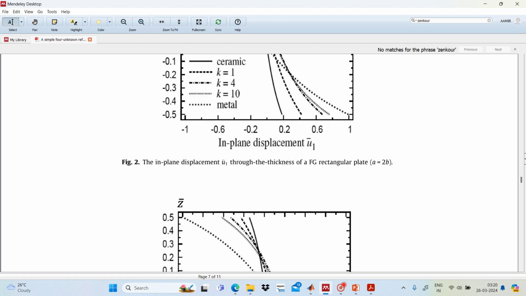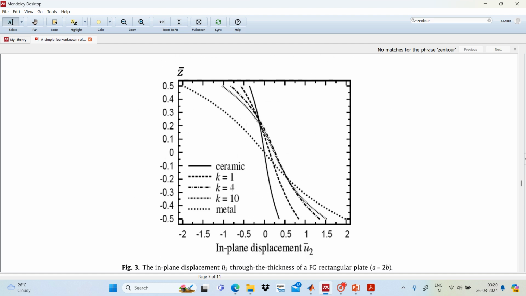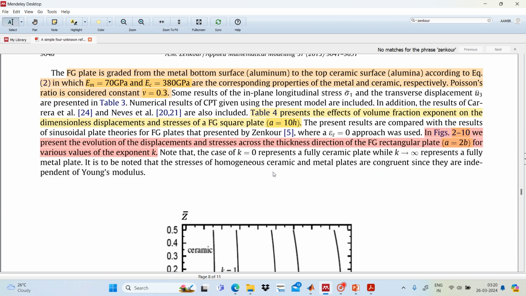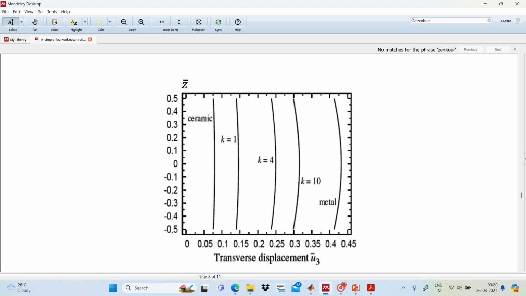So it is given for the in-plane displacements u and v. Okay, so we will also see our results for this, and it is shown for the transverse displacements. It's a ceramic, it is the least. Okay, and for the metal it is highest.